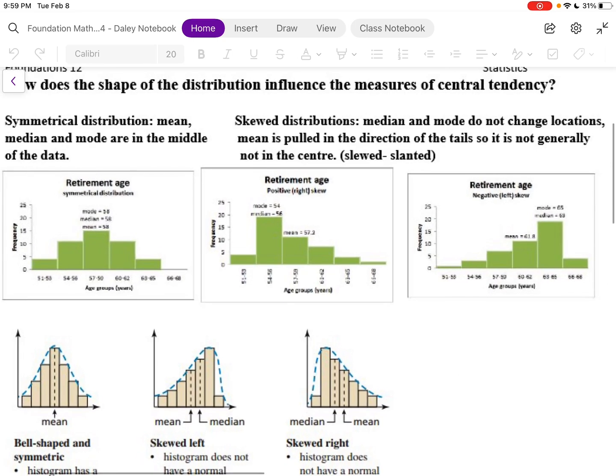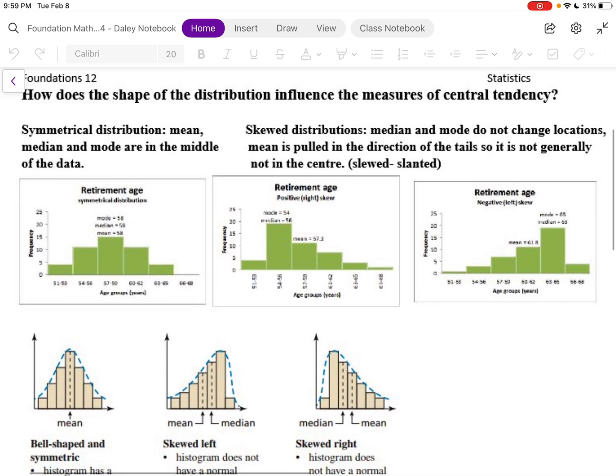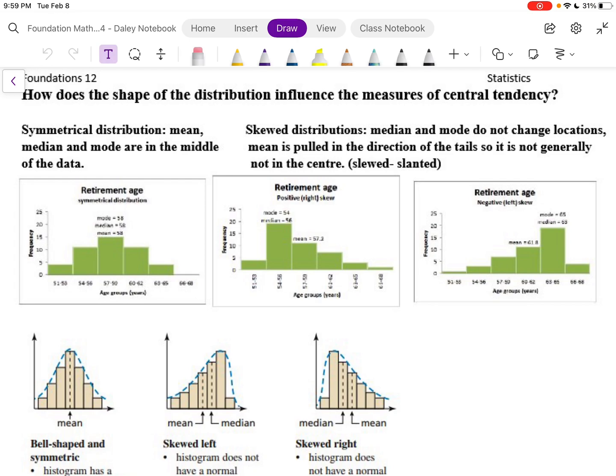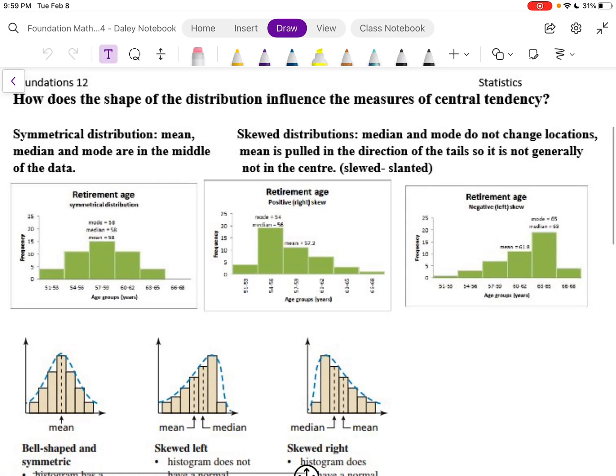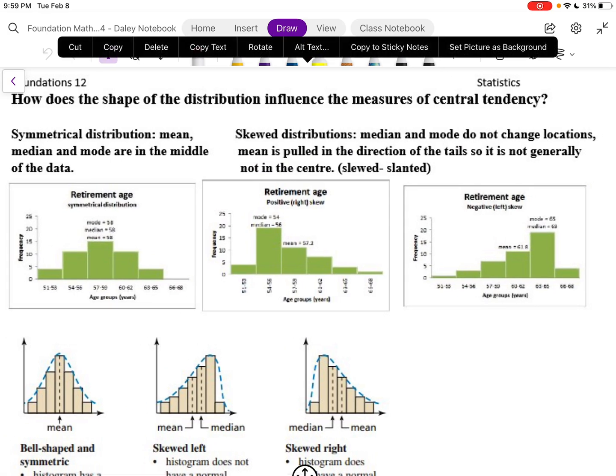I'm just trying to make it a little bit bigger. So it says, how does the shape of the distribution influence the measures of central tendency? So what we're going to do here, we're going to look primarily at the shape of the different graphs. If you look at these graphs right now that are in green, you can see that all three of them refer to retirement age.